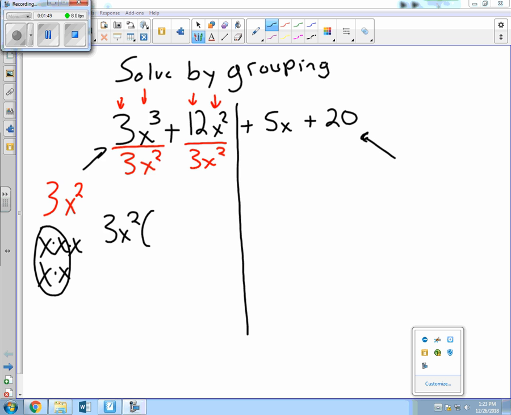So 3 divided by 3 is 1. And x cubed divided by x squared, from the exponent rules, we know we're going to subtract. 3 minus 2 is 1, so just x to the 1 power. Now I don't have to draw the 1 over here, so I can just write this as x. Over here, 12 divided by 3 is 4, and x squared divided by x squared is x to the 0 power, which just disappears in general. So that's going to be plus 4.